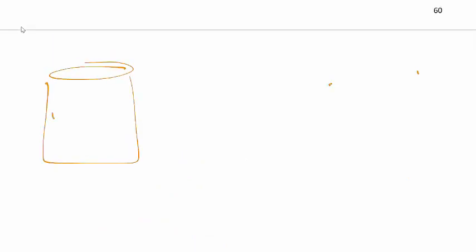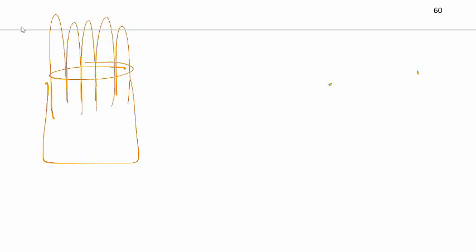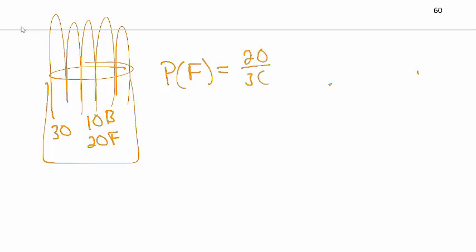So let's say I usually keep a stick of students' names, okay? And maybe in that I have 30 sticks, 10 are for boys and 20 are for females. What's the probability of me getting a female stick? Anybody or everybody? Are you guys good with 20 out of 30? Okay.